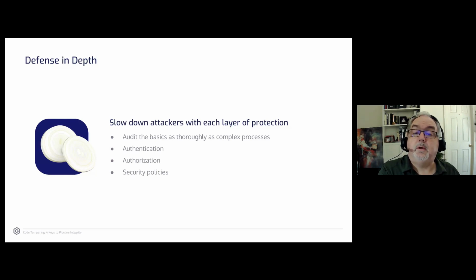Strong authentication is also part of defense in depth by making it harder for attackers to leverage stolen or compromised credentials. Robust authorization helps to contain the damage in the event that an attacker gets access to valid credentials. Granular permissions and least privilege enforcement prevent over-provisioned credentials that attackers can misuse easily. And enforcing security policies throughout the application lifecycle helps to stop tampering earlier.